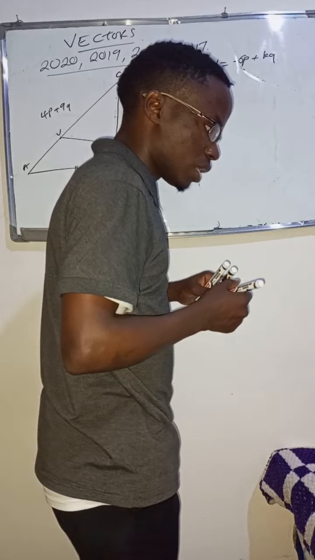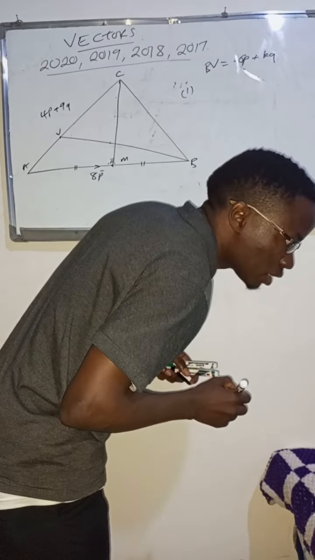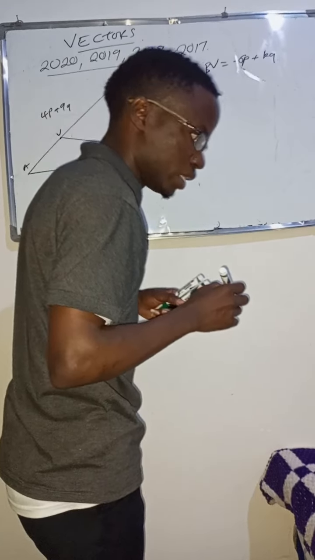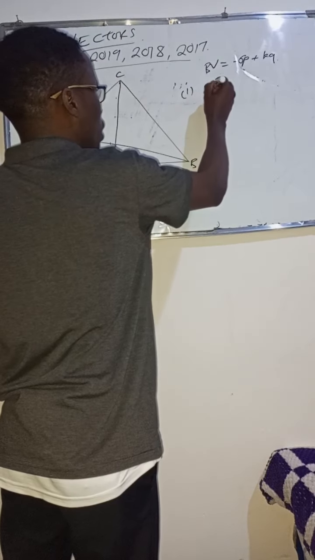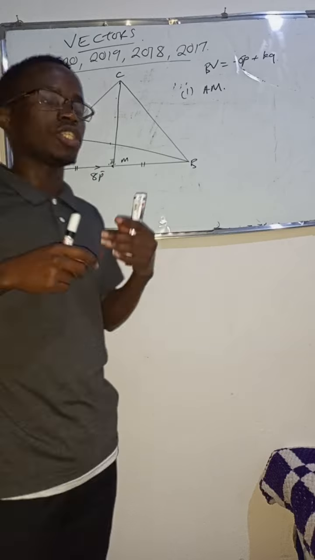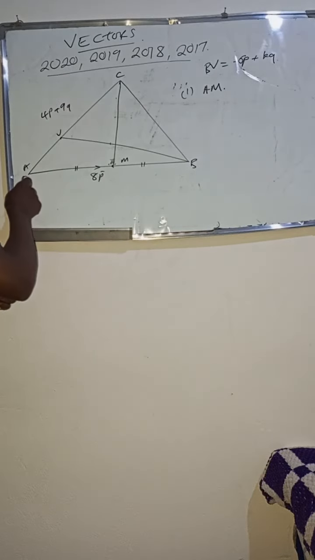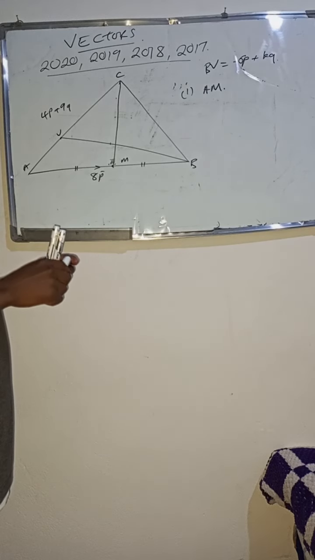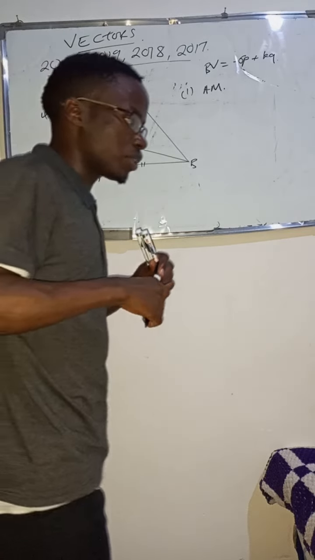So the question says, part one, express in terms of P, Q, and K. We start with AM. Now, like I have mentioned, you really have to take note of direction. You're trying to move from A to M. Now, we've already been given an equation.